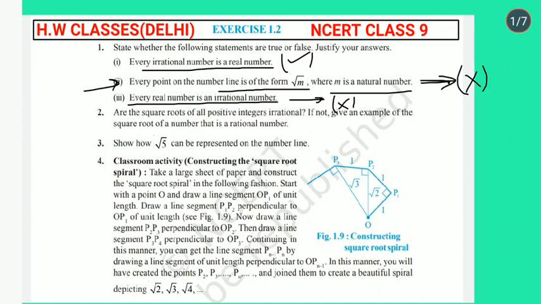Now we will move on to question number 2, which says, are the square roots of all positive integers irrational? Let's check.